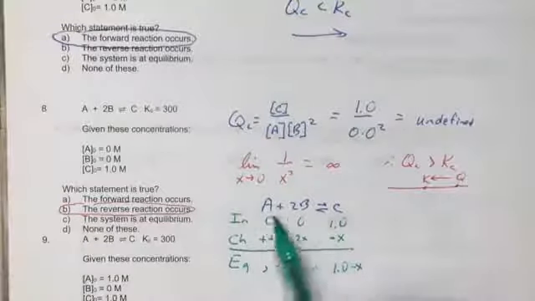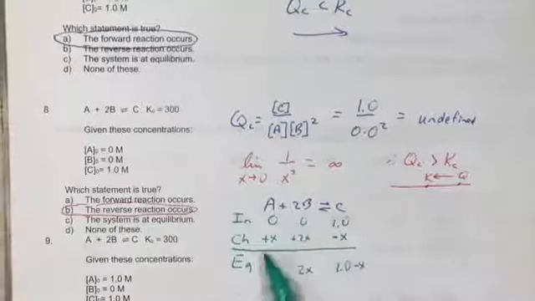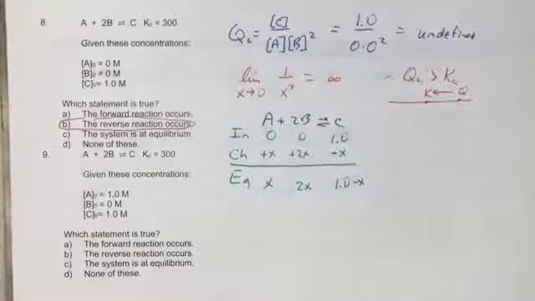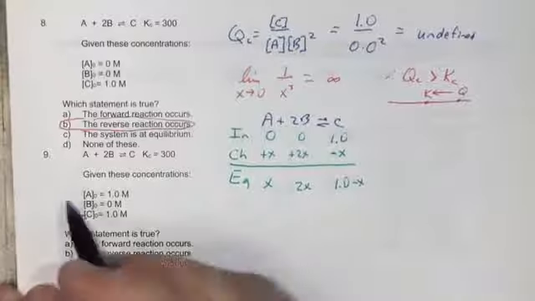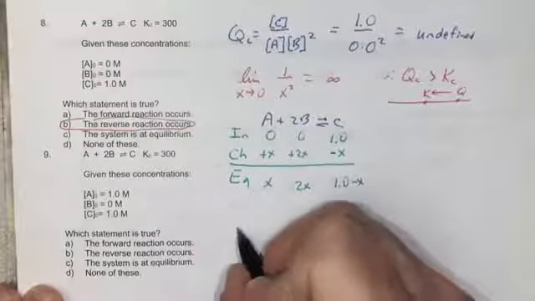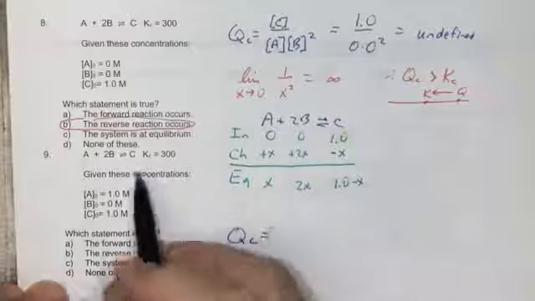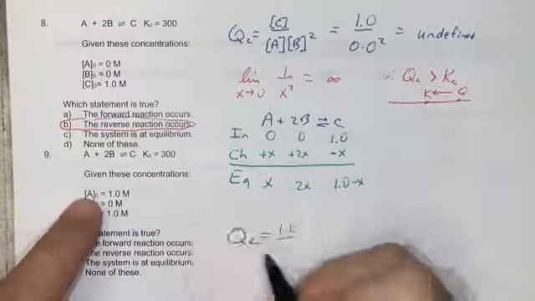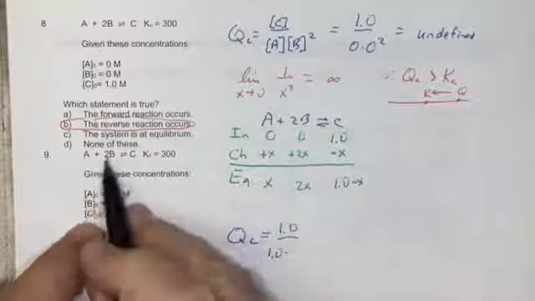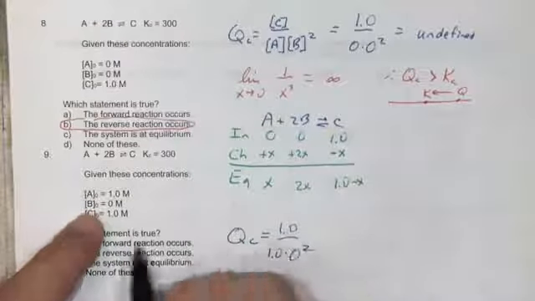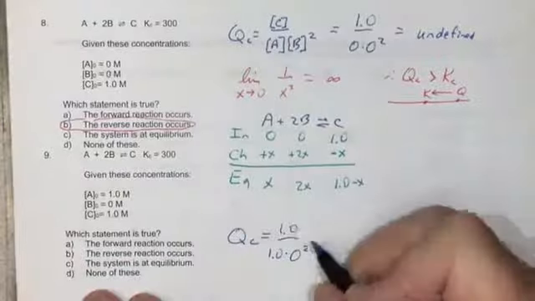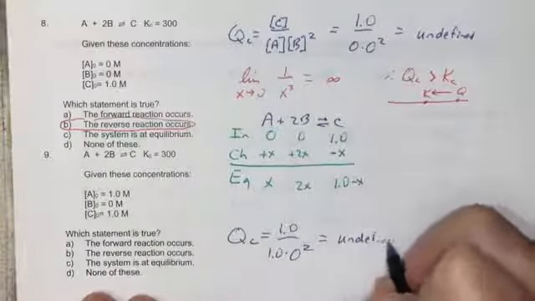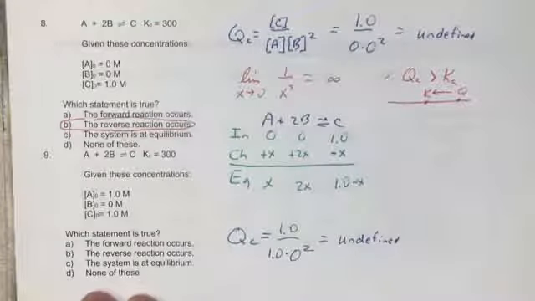And so if you have 0 reactants, then it's got to go in a reverse direction. Let's look at the next question. The next question is similar to this. So if I write Q for this equation, QC is equal to product, C is 1, divided by the reactants, A is 1, and B is 0. That's going to be 0 squared because this is raised to the power of 2. Well, once again, this is an undefined number. You cannot divide by 0.